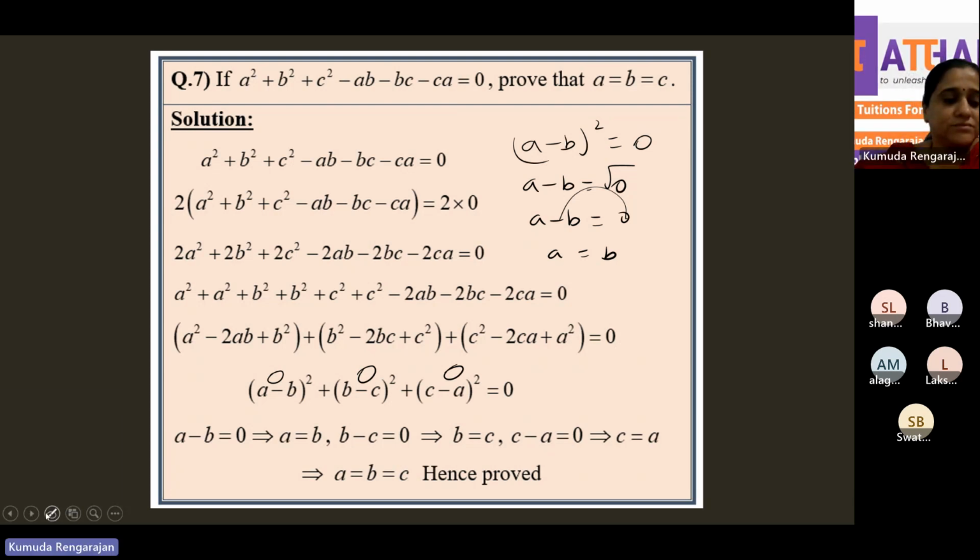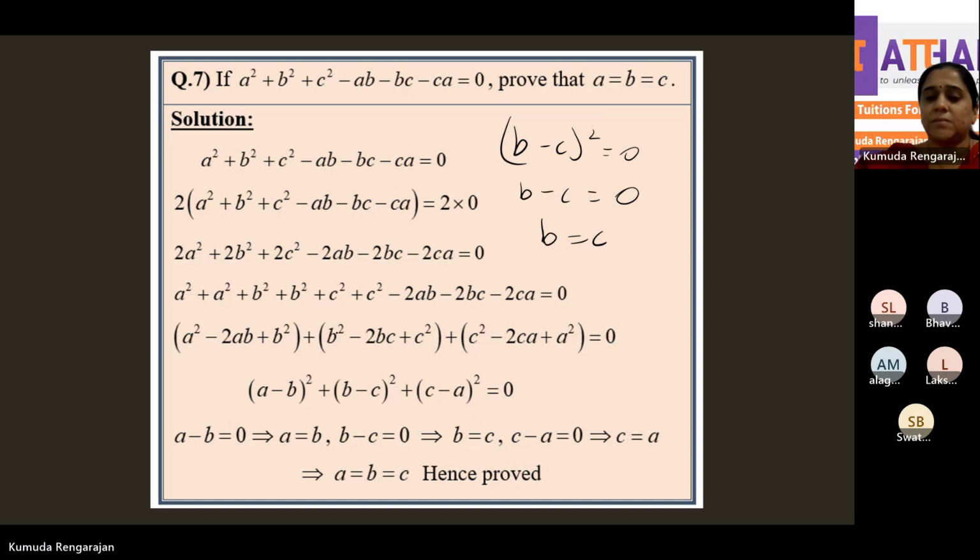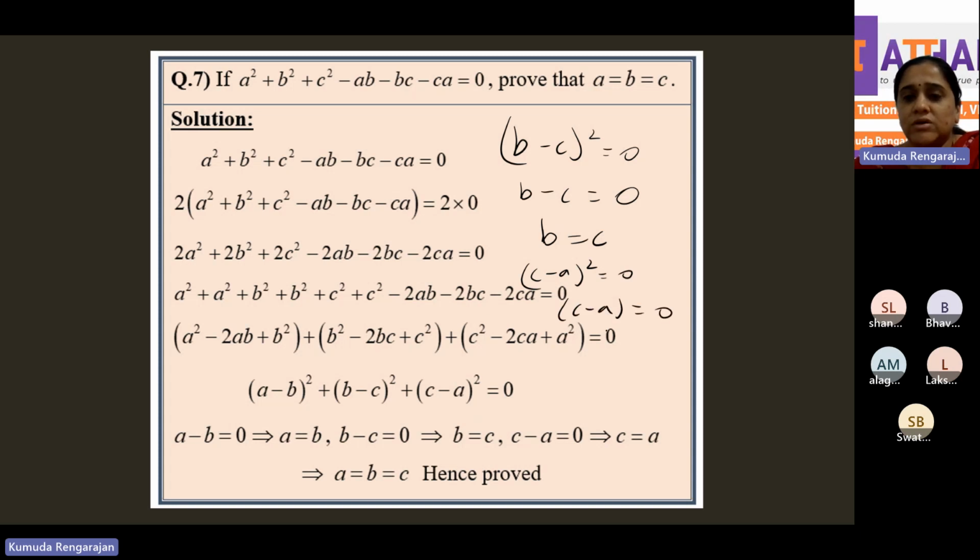Similarly, (b minus c) the whole square has to be 0. So b minus c is equal to the square root of 0, which is 0. If you take c to the other side, b is equal to c. (c minus a) the whole square is equal to 0, so c minus a is equal to 0. C is equal to a when you take minus a to the other side.